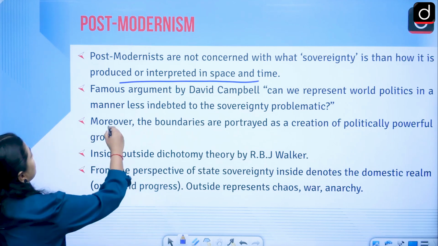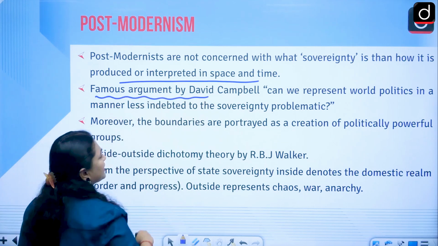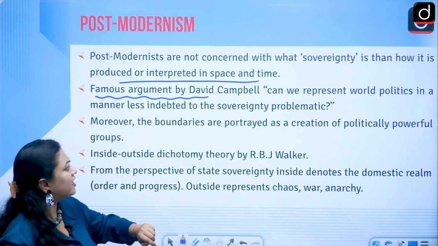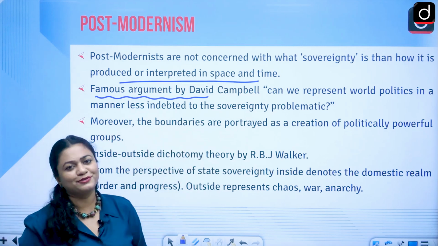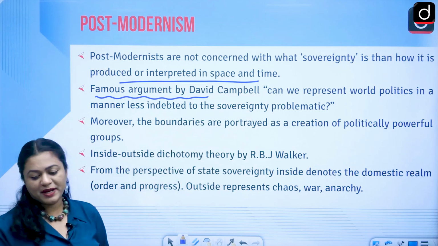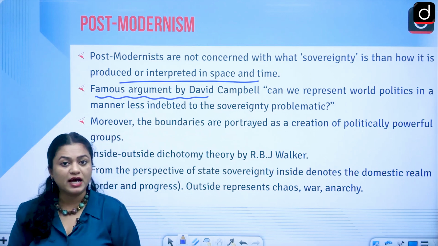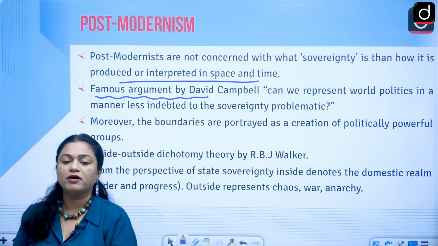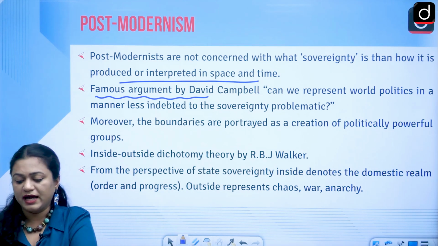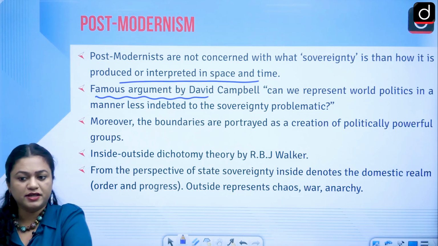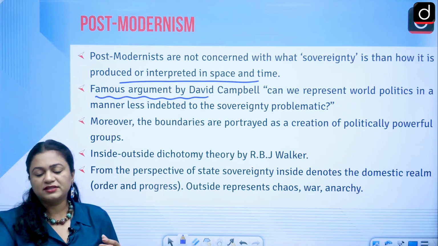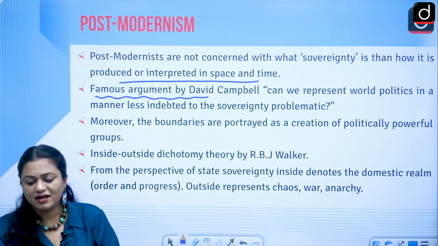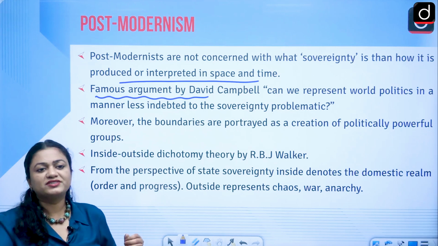Okay. Now, there's a very famous thinker called David Campbell. He has said this line: can we represent world politics in a manner less indebted to the sovereignty problematic? Similarly, Richard Ashley has spoken about the double reading of anarchy, which led him to propound the theory that there is no opposition between anarchy and sovereignty, because he says that it is false.